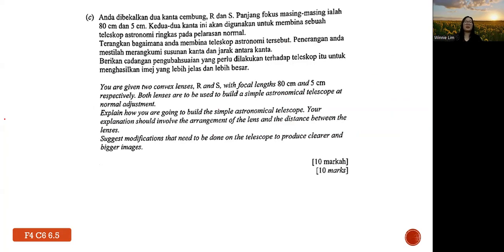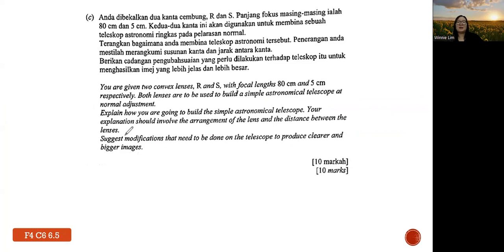Okay, then the last part is the 10 marks question. You are given two convex lenses R and S with focal length 80 cm and 5 cm respectively. Both lenses are used to build a simple astronomical telescope at normal adjustment. Explain how you are going to build the simple astronomical telescope. The explanation should involve the arrangement of the lenses and the distance between the lenses, and then suggest modifications that need to be done on the telescope to produce a bigger and clearer image.